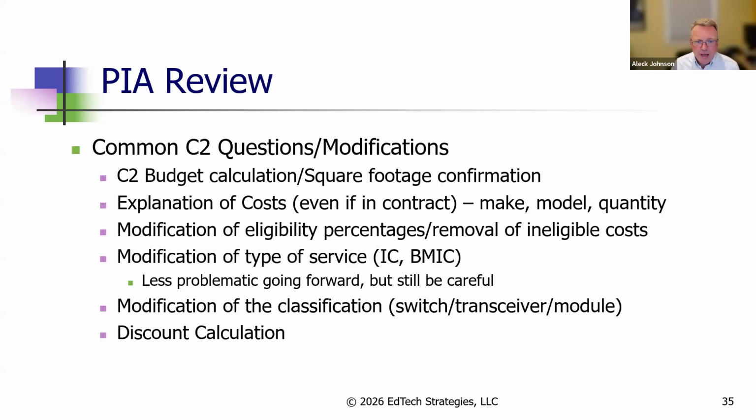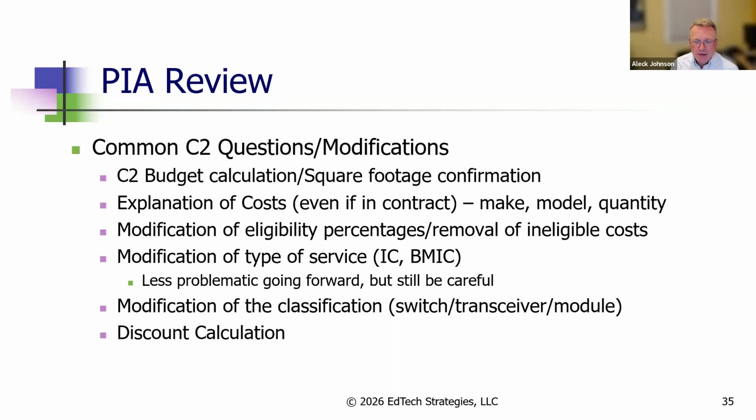We already talked about under category one how they can modify eligibility percentages and remove ineligible costs. This is particularly common with category two with services like firewalls, which have eligibility percentages that seem to change on an almost annual basis. So be aware that those eligibility percentages can change, and that will change your costs associated with it.